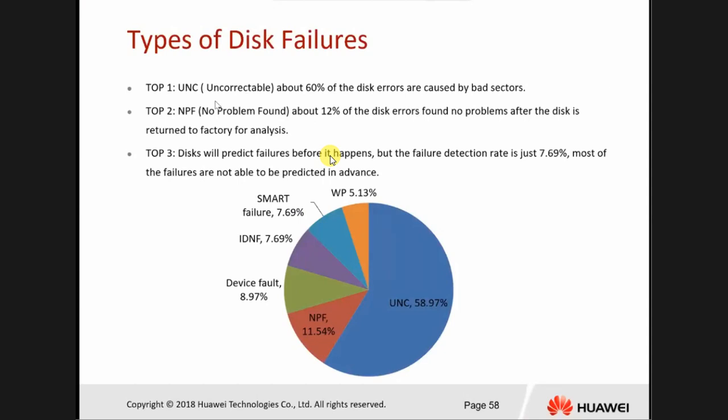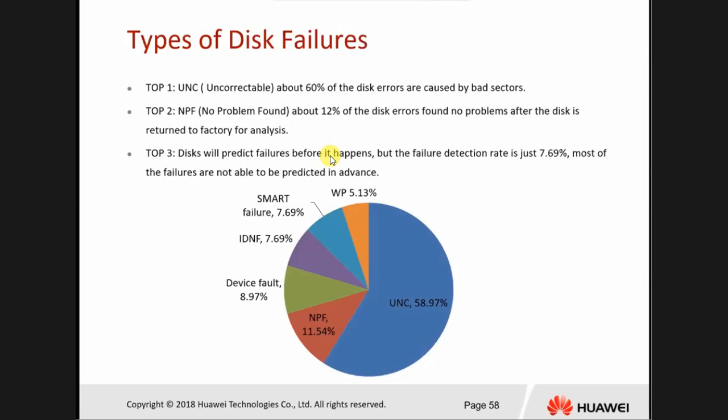Top two kind of failure is that when you send it back to the factory, they say no problem found. That's around 12% of the disk errors found no problem after you perform an RTF, return to factory, for analysis. And then top three, this will predict failure before it happens, but the failure detection rate is just 76.9%. So most of the failures are unable to be detected in advance.